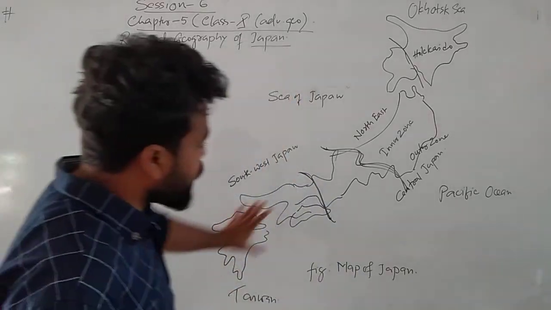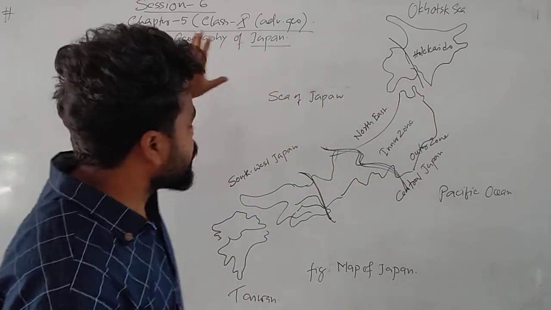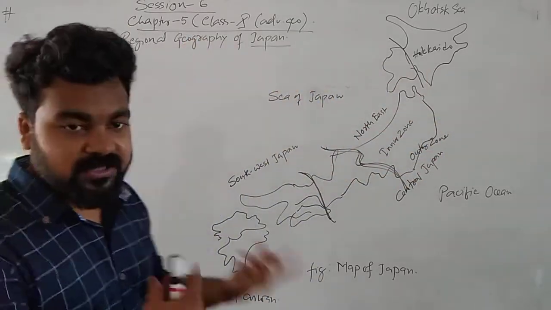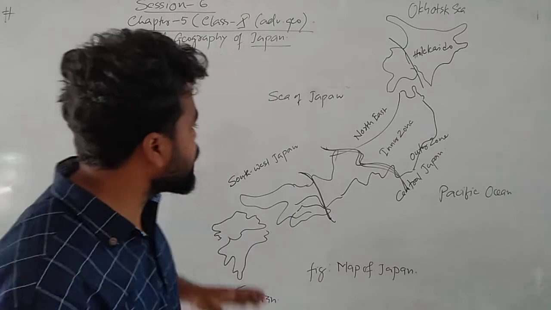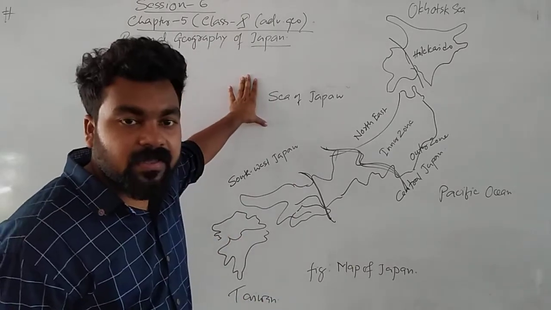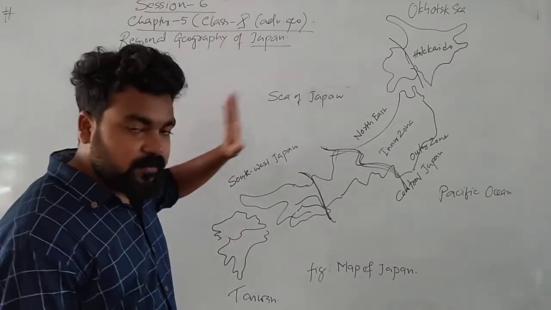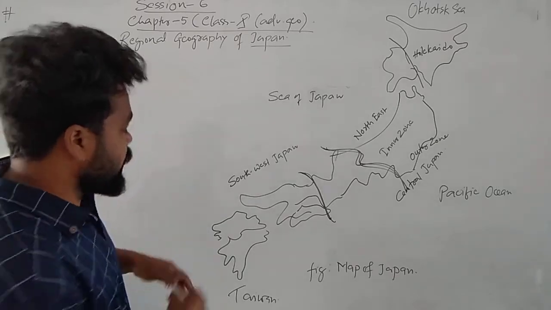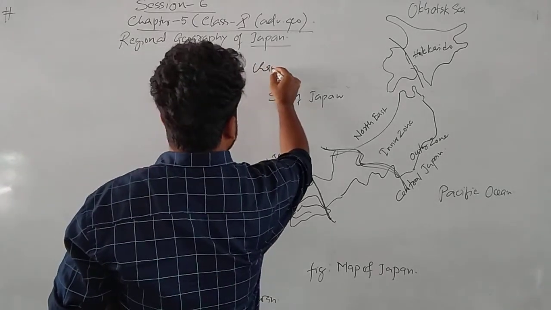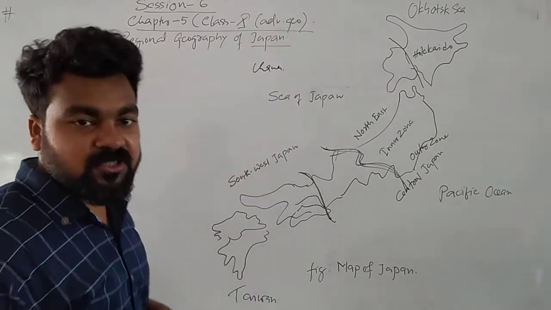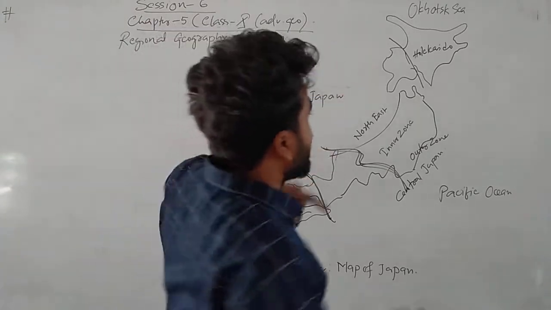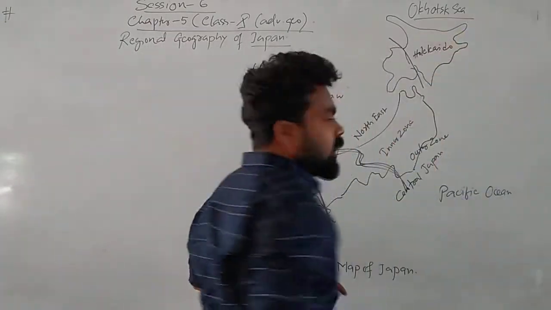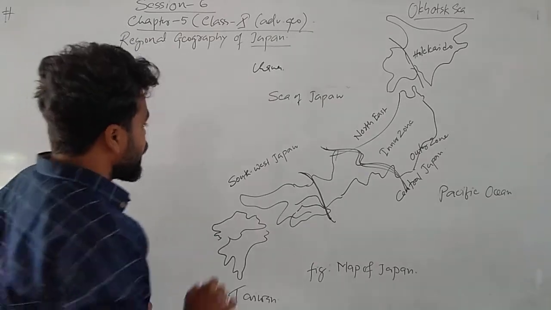So this is a map of Japan. We can see the surroundings here. First we'll see the surroundings. Sea of Japan is to the west. China is there, and above it some parts of Russia. Here is Okhotsk. What is the name of the sea? Okhotsk, okay, that is southwest Japan.